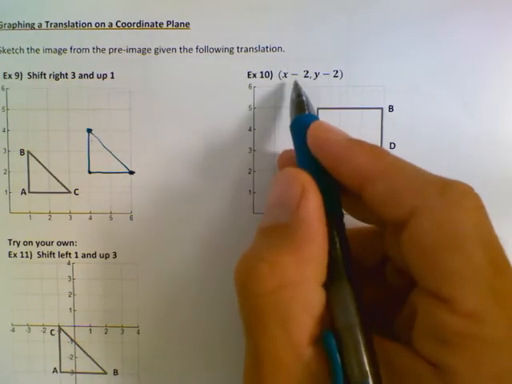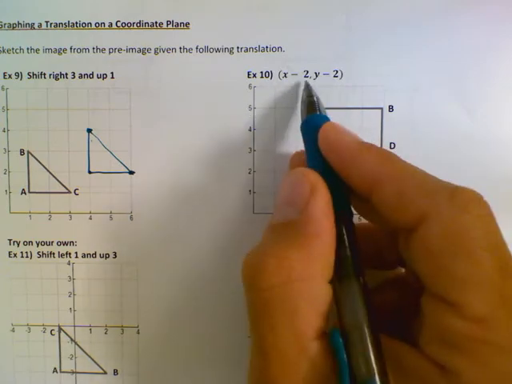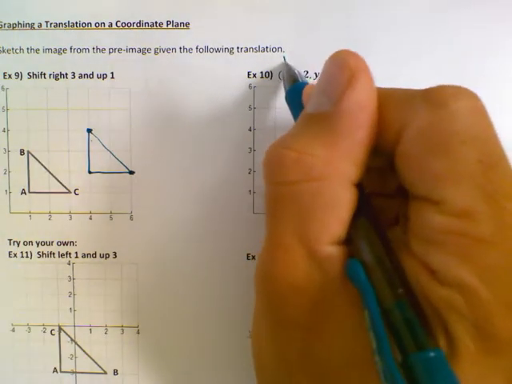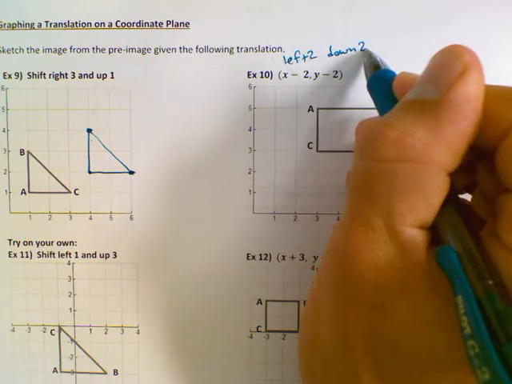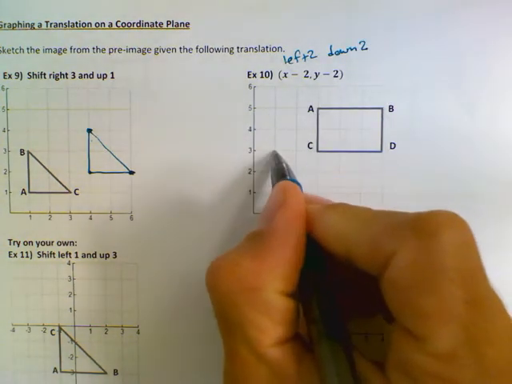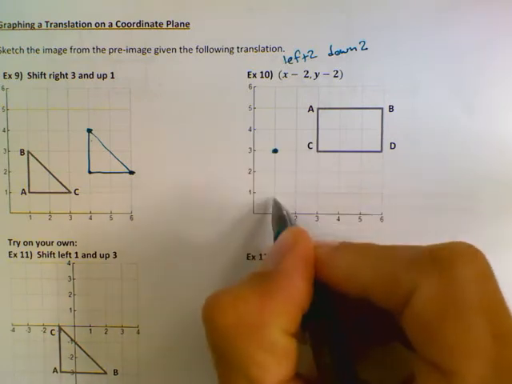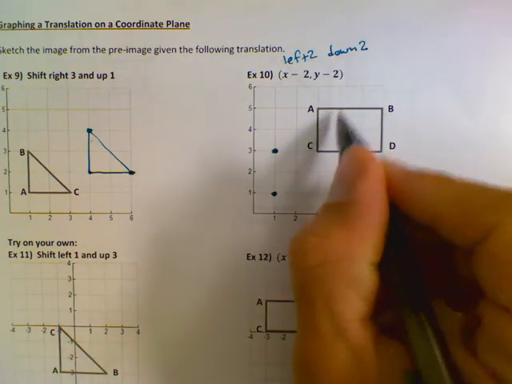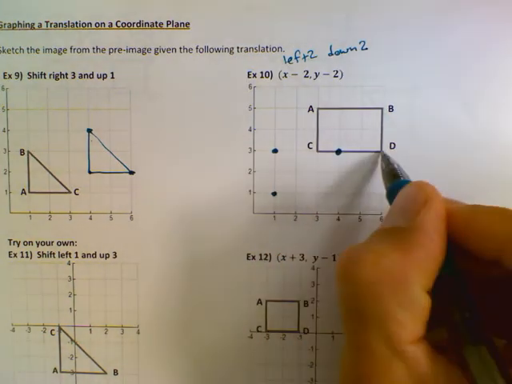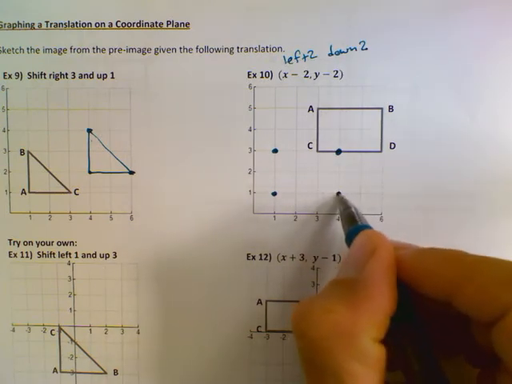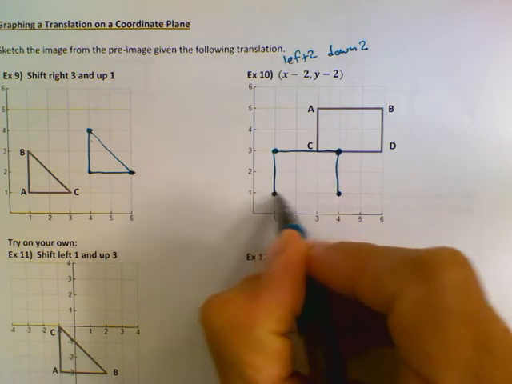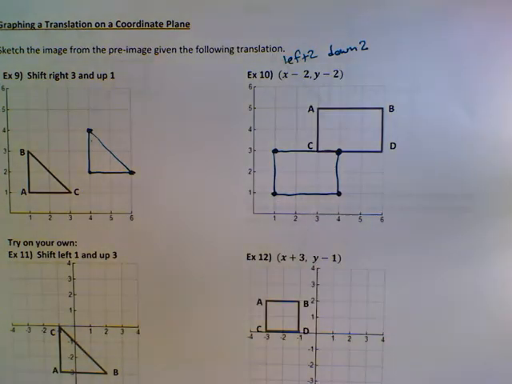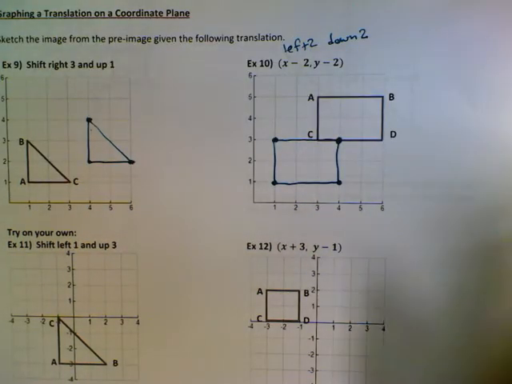Next one. Now we have to think, what does this say? Well, what it really says is left 2, down 2. Okay, left 2, down 2, and repeat for each point. Now a lot of people would have gotten confused on that because the shapes overlap a little bit, but there you have it. That's okay if they overlap some.